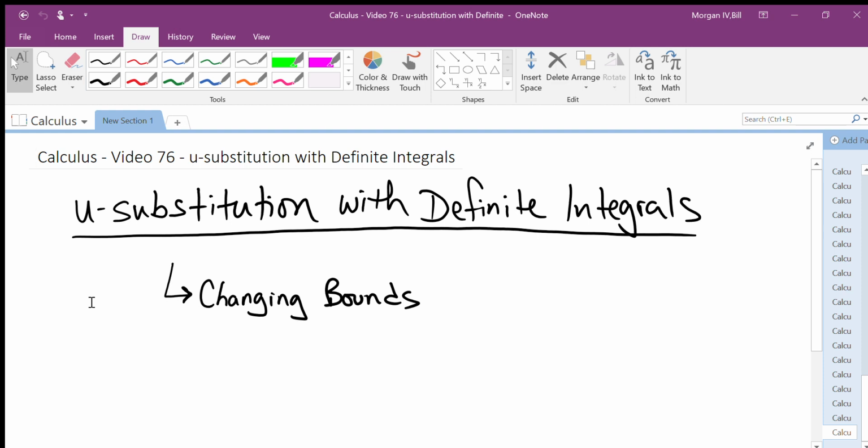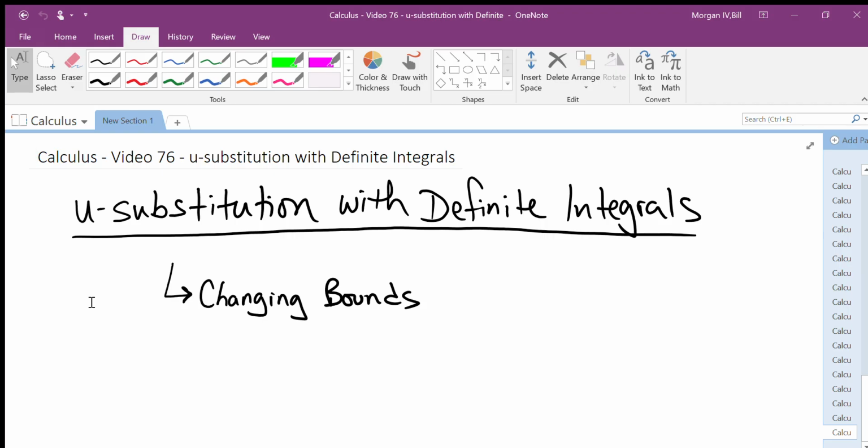Calculus, video 76, U substitution with definite integrals. Okay, we've been doing U substitution with indefinite integrals, right? Integrals without bounds. Now we're looking at doing U substitution with definite integrals, ones with bounds.